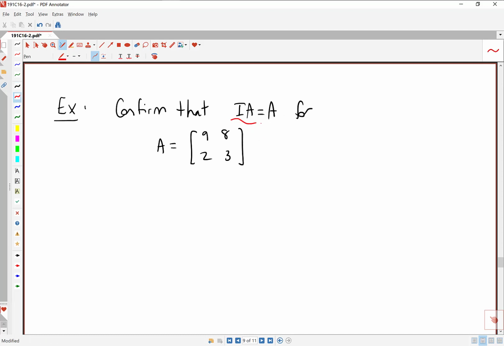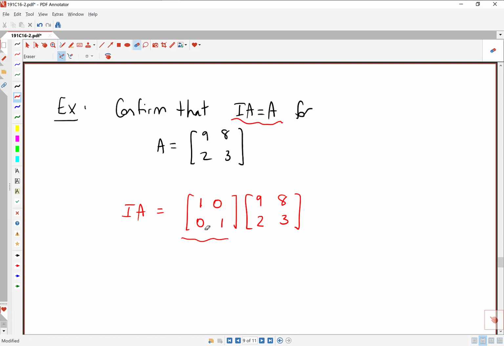Okay, if we want to confirm that this equation is true, we're going to start with IA and see if we can turn it into A. So let's think about this. The identity matrix has ones along the main diagonal from the top left to the bottom right. It's got zeros everywhere else. And we're going to multiply that with our matrix A, which is 9, 8, 2, 3. Incidentally, we know that we need the 2 by 2 version of the identity matrix because if we took a 3 by 3, then the sizes would not be compatible for multiplication. So just from the context, we can figure out that we need a 2 by 2 matrix there.